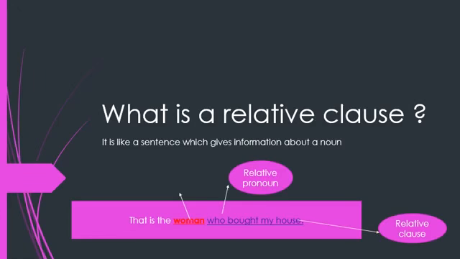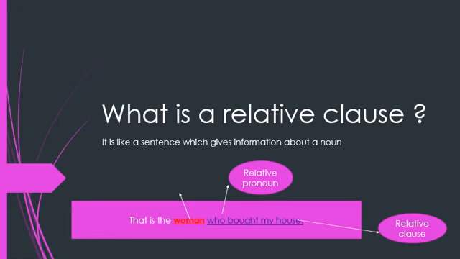It is who. We said that we have different relative pronouns such as who, which, that, where, when, why. And each one of these is used for a different purpose. We use who to talk about human beings. We use which to talk about things and animals. We use where to talk about places, when for time, and why to talk about reasons, and whose to talk about possession. But here we have the relative pronoun who.